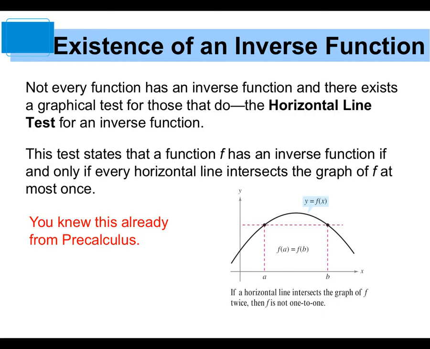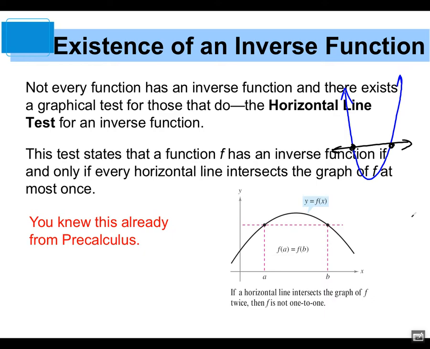Okay, so if I draw a horizontal line anywhere through a function and it hits in more than one spot, then its inverse is not a function. And the easiest way to remember that is to think of a parabola. Is that parabola a function? Yes, because it passes the vertical line test. Is its inverse a function? Hopefully you see by now the answer is no, because if I draw a horizontal line there, I hit in more than one spot, and therefore its inverse will not be a function.